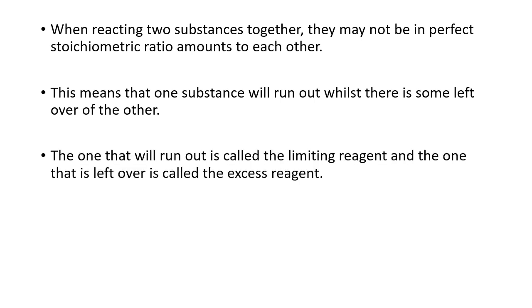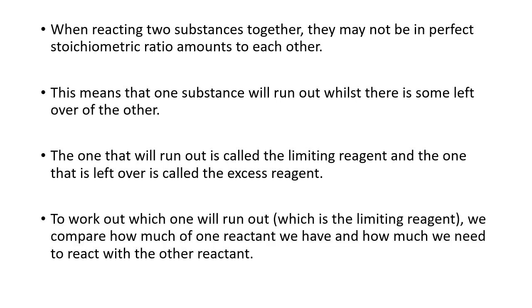The one that will run out is called the limiting reagent, and the one that is left over is called the excess reagent. To work out which one will run out, which is the limiting reagent, we will compare how much of one reactant we have to how much we need to react of the other reactant. Okay, so let's just say we have A plus B makes C plus D. So we compare how much of one reactant we have, that might be A, to how much we need to react with the other reactant.